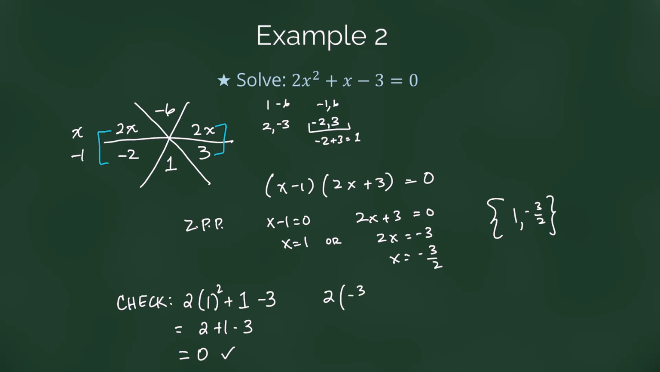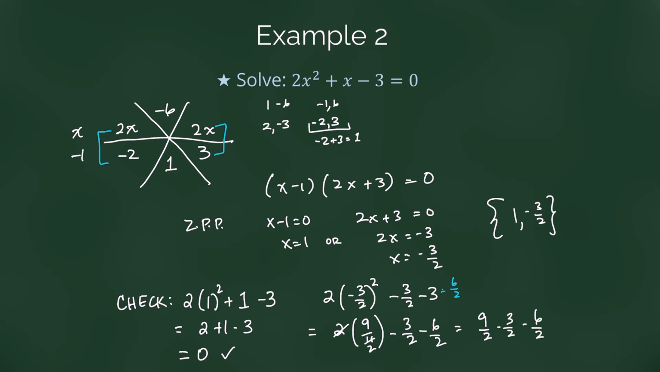And then we'll do the next one. We get 2 times negative 3 halves squared. We're going to have to work a little harder on this one. Plus negative 3 halves, which is the same as minus 3 halves, minus 3. That is 2 times negative 3 halves squared. Remember, when we square a negative, we get a positive, so that's 2 times 9/4 minus 3 halves. I'm going to rewrite 3 as 6 halves so that I make my life a little easier. So now I have minus 6 halves. The 2 and the 4 cancel. I get a 2 there, so I get 9 halves minus 3 halves minus 6 halves, which is in fact 0, and that solution checks as well.